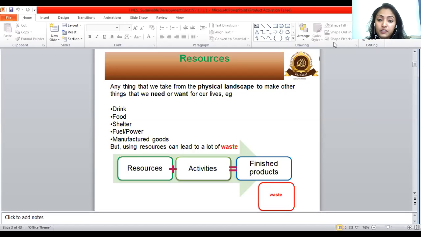And for that purpose, we need two elements, that are resources and activities. Here, if I talk about activities, that means the process that I need to convert that raw resource into some finished products. If I talk about water, if I want water for drinking purpose, I cannot just go to some river or ocean and drink that water.